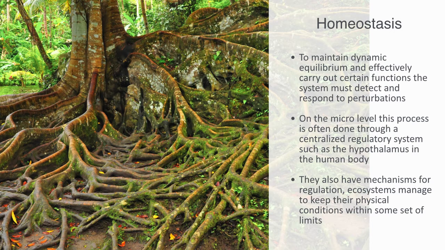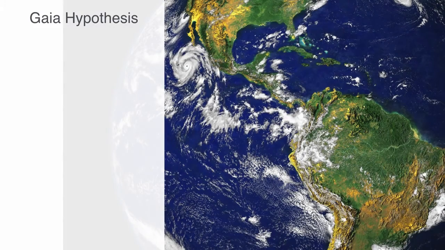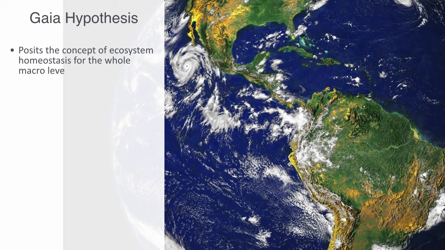This is an example of homeostasis on the level of a local ecosystem, but the Gaia hypothesis posits the concept of ecosystem homeostasis for the whole macro-level biosphere. For example, the global carbon cycle maintains atmospheric oxygen and carbon dioxide at concentrations required by the plants and animals in Earth's biosphere.